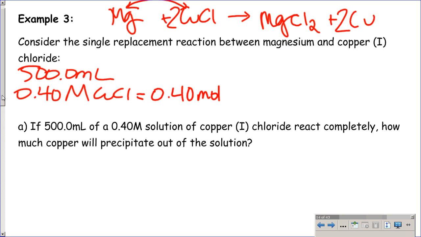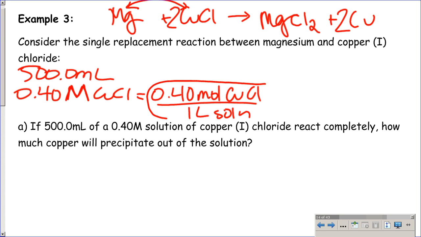0.4 moles, right, of copper chloride over 1 liter of solution, right? Well, I don't actually have a full liter of solution. I only have... the way this is written, molar is moles per liter, always. I can flip this if needed. I'm not going to flip it yet, though, okay?